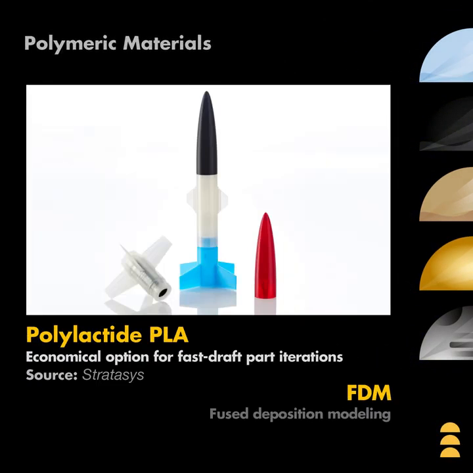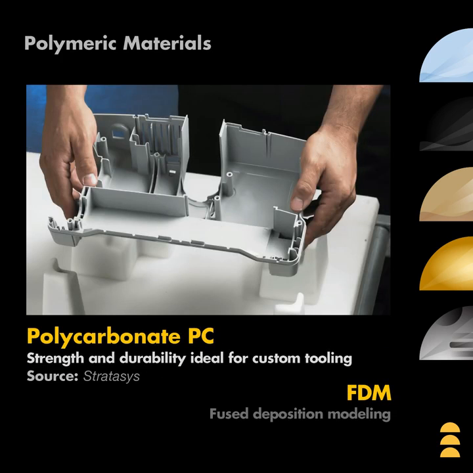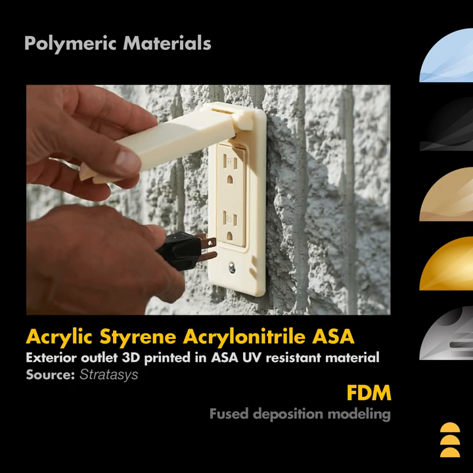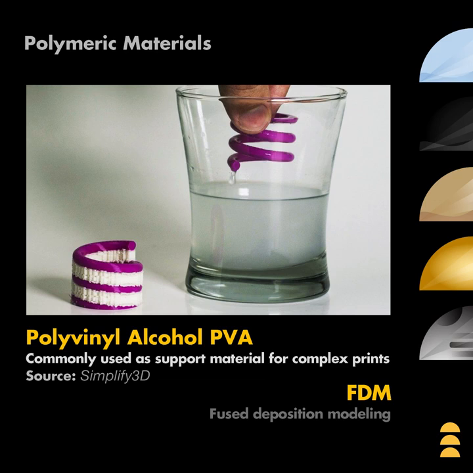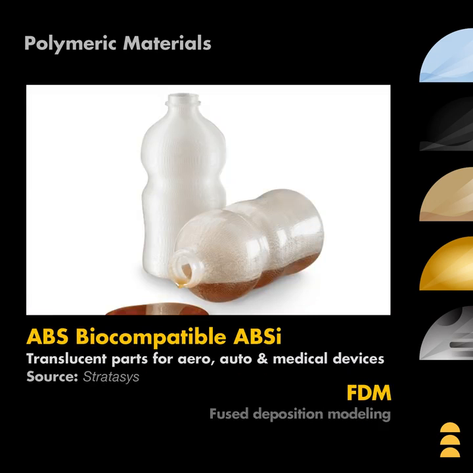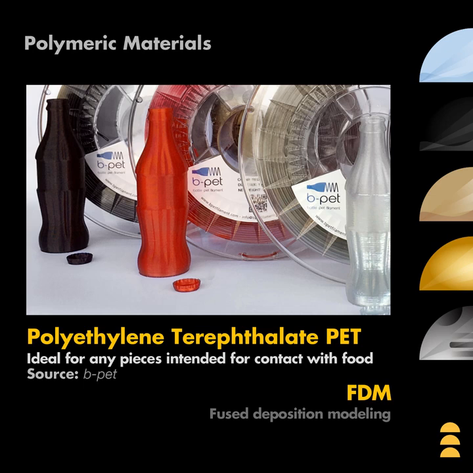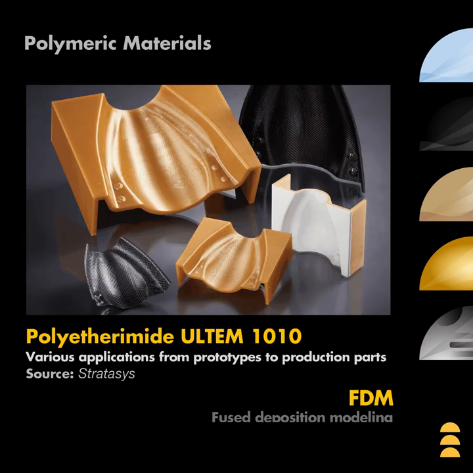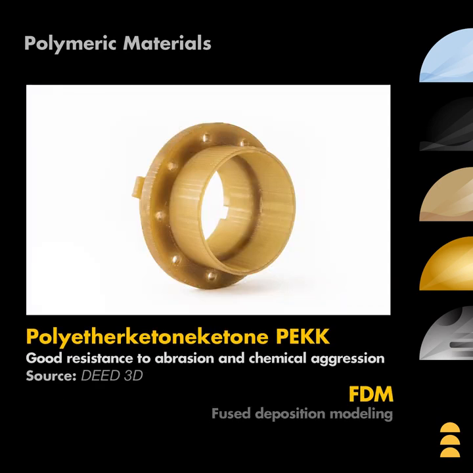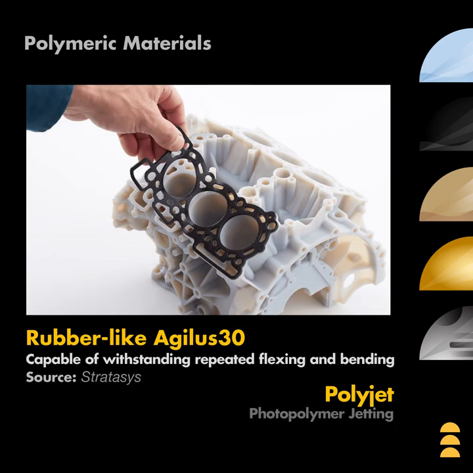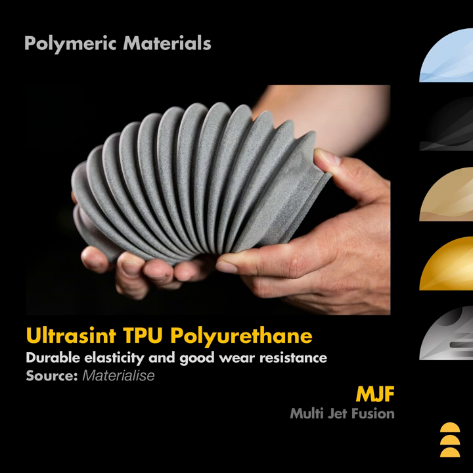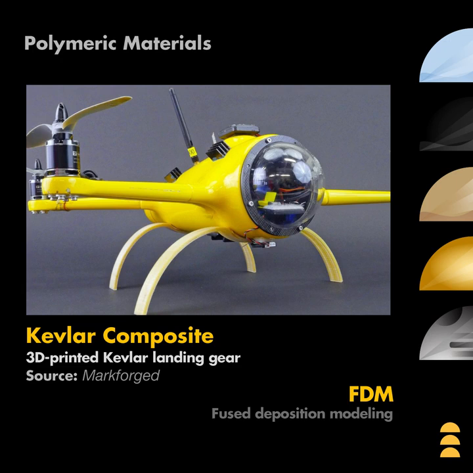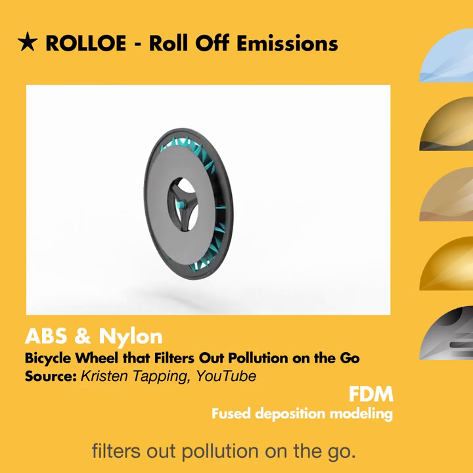PLA, ABS, PC, PC-ABS, ASA, PVA, ABSi, PET, PPSU, PEEK, Ultem, PEKK, rubber-like Agilus, TPU, wax resin, Kevlar composite. Rollo is a bicycle wheel that filters out pollution on the go.